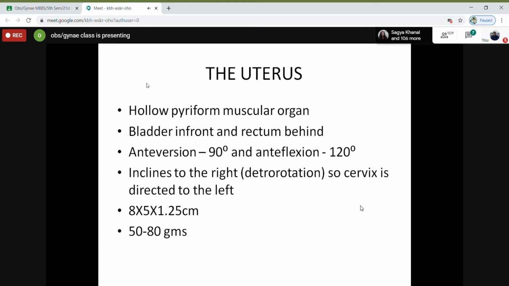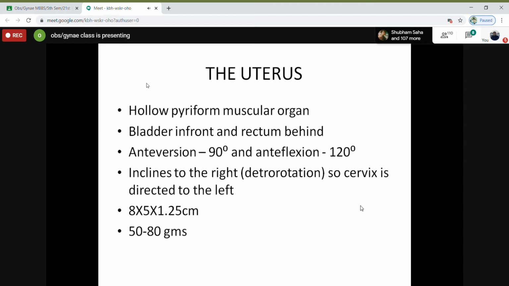It is the angle made by the uterus with the... anybody? Vagina. Okay, so it is the uterus with the vagina. That is anteversion. Anteflexion is the angle made by the body of the uterus with the cervix. So the uterus is always anteverted and anteflexed. Anteflexion is 120 degrees, whereas anteversion is 90 degrees.